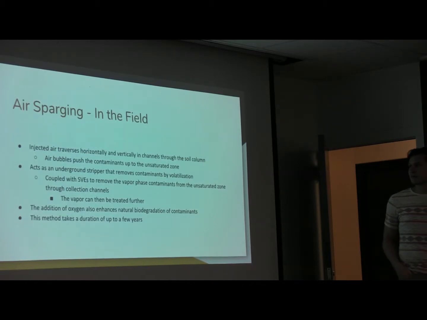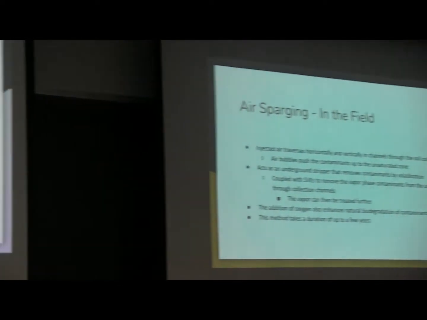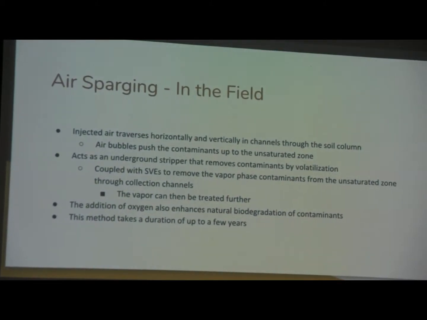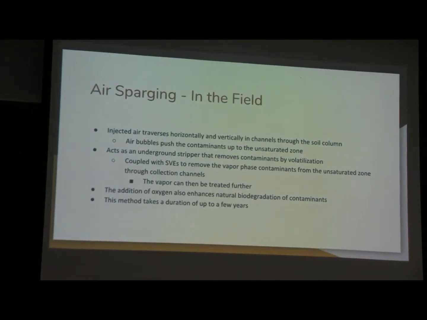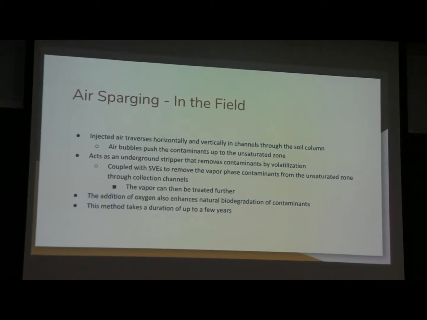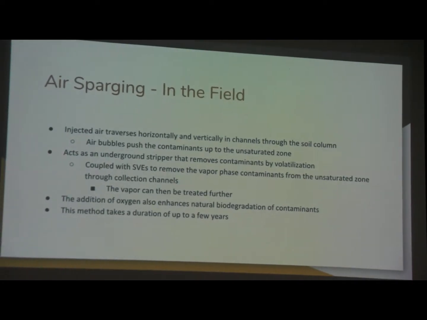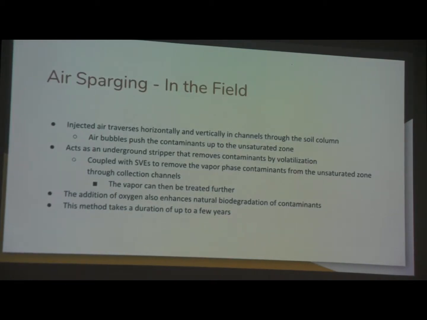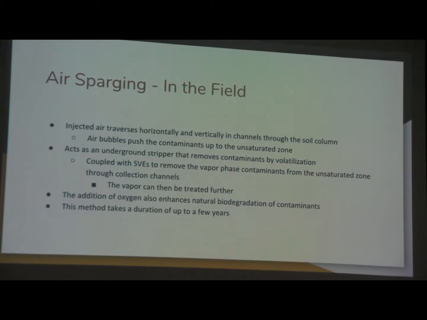Our next technique is air sparging, and this is pretty similar, as far as implementation, to the in-well air stripping. But with this one, it's going to rely a lot more on the volatilization of those VOCs. Because with this one, you're not going to get the circulating well effect as much. It's going to be primarily horizontal and vertical channels in the subsurface that are going to create the flow. And these air bubbles are going to push the contaminants up to the unsaturated zone. And that's where you're going to get the stripping effect. So it's going to act as an underground stripper, and it's going to rely less on the actual in-well stripping.